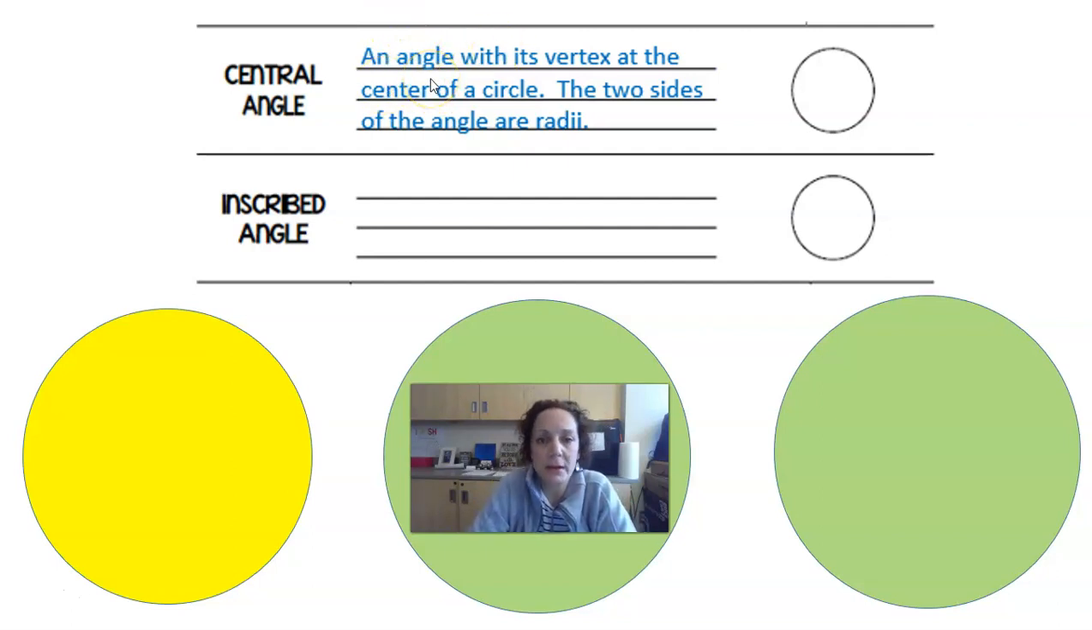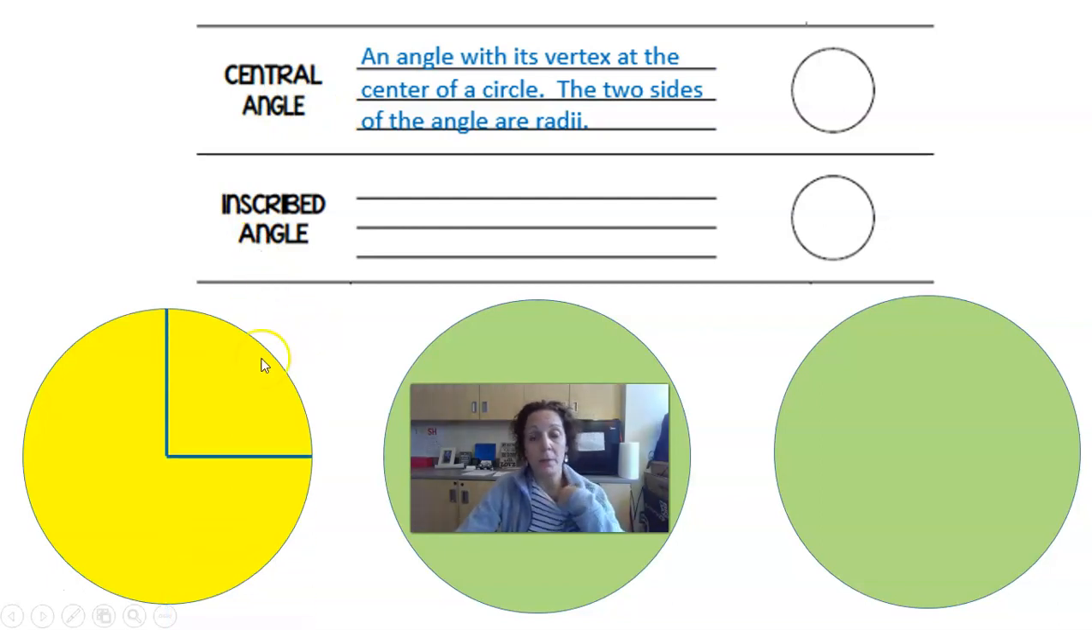We said that a central angle is an angle where its vertex is in the center of the circle. And then the two sides are radii, so they go out from the center to the circumference of the circle, to the outer edge of the circle. And we know that it looks something like this. So in this particular example here, I made a 90-degree angle.